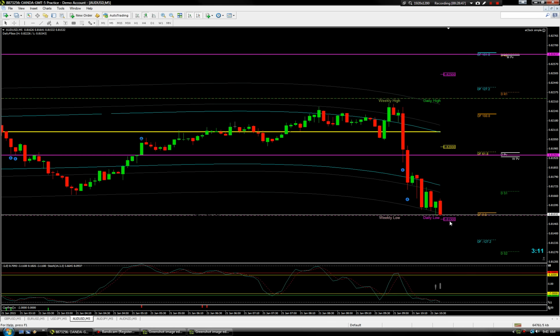We have a daily FIBO and a round number and a weekly low. That's where price is hitting right now. We're not overbought, oversold though. Let's look at value charts. Value charts is screwing up. What do? M1, I'm going to lose my traps because I'm switching time frames.